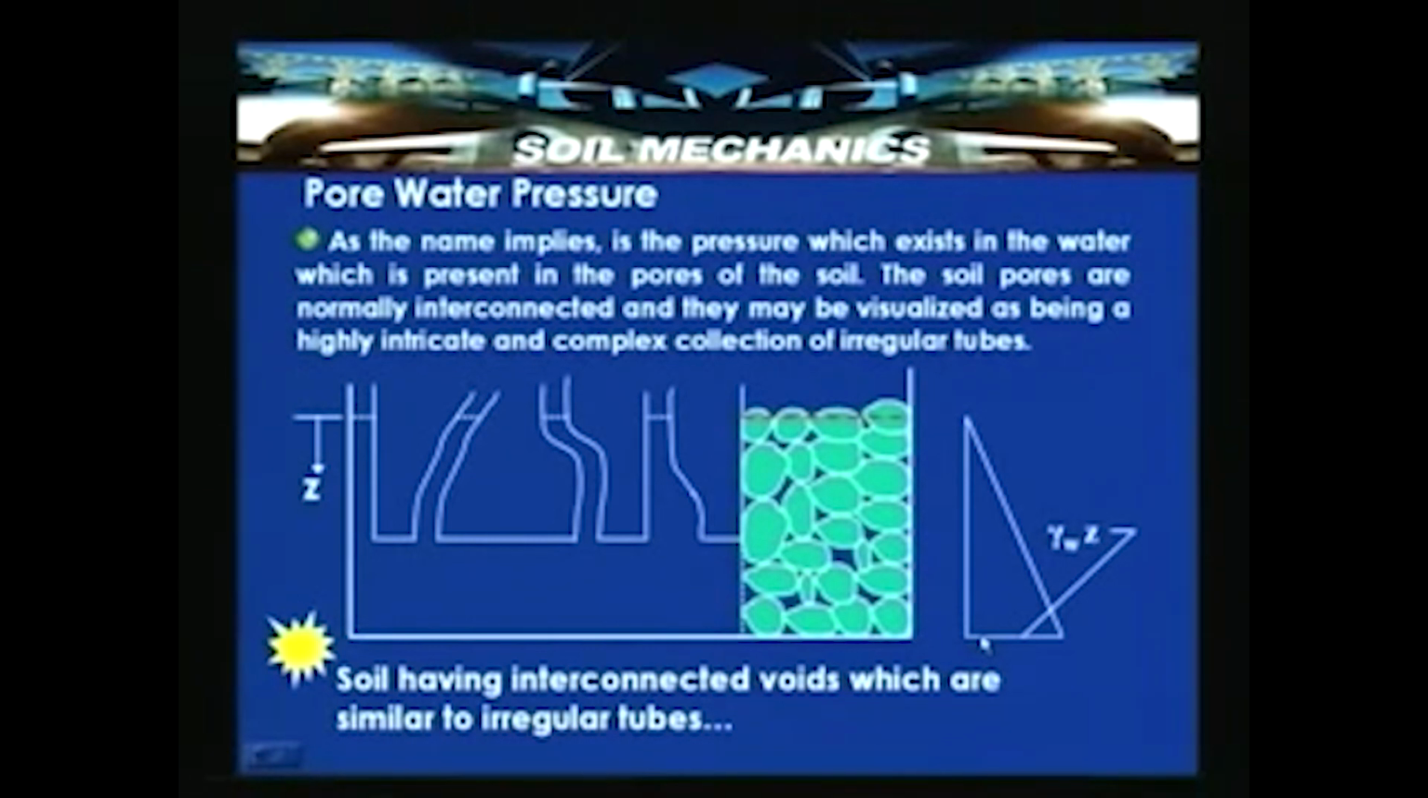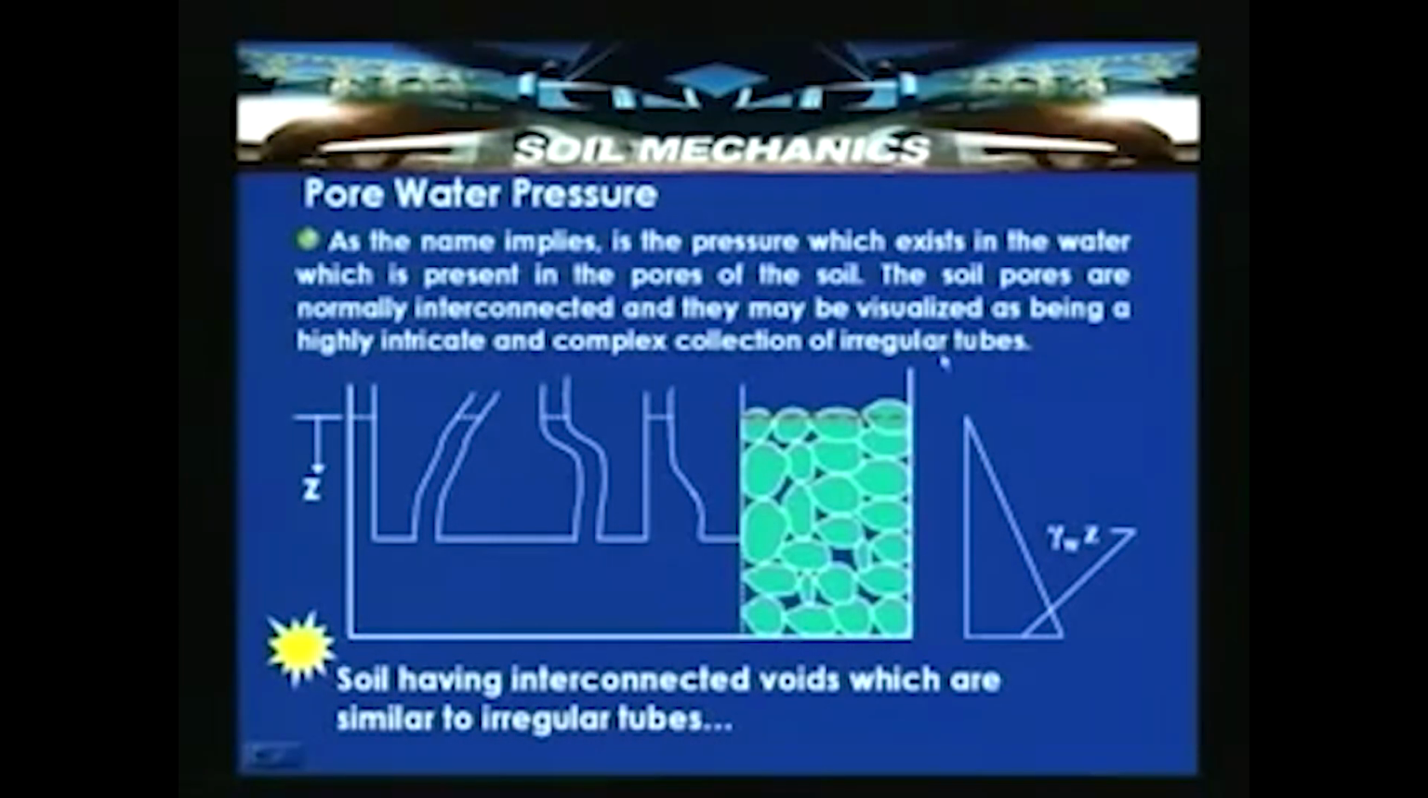So, the pore water pressure, as the name implies, is the pressure which exists in the water which is present in the pores of the soil. That is what we discussed in the previous slide. The soil pores are normally interconnected. We have seen that the soil pores are something like a skeleton having interconnected voids, and they may be visualized as a highly intricate and complex collection of irregular tubes.